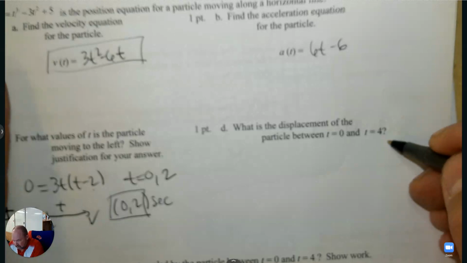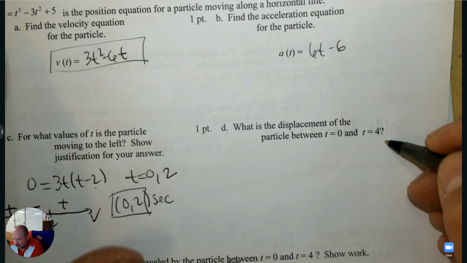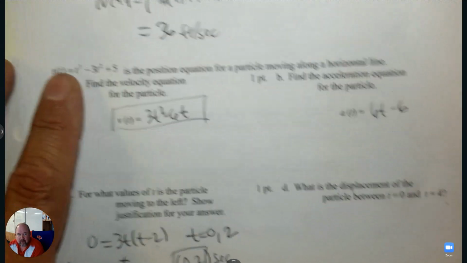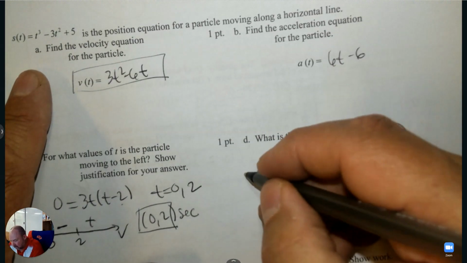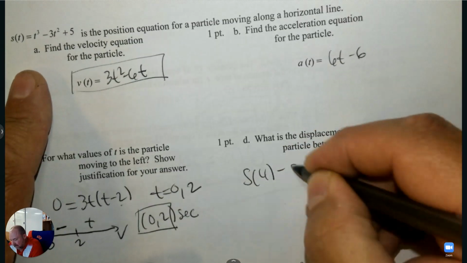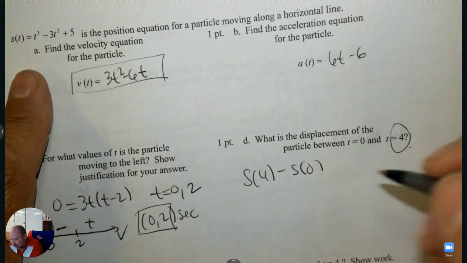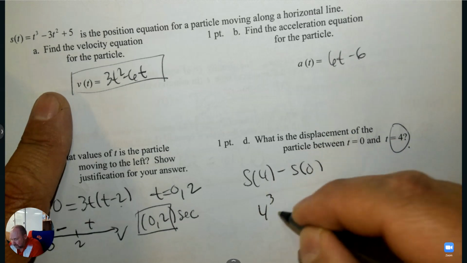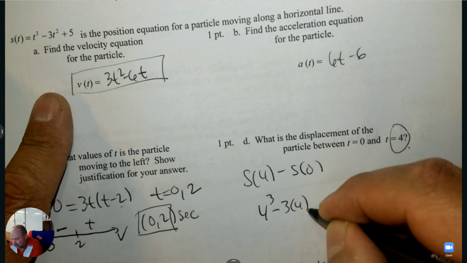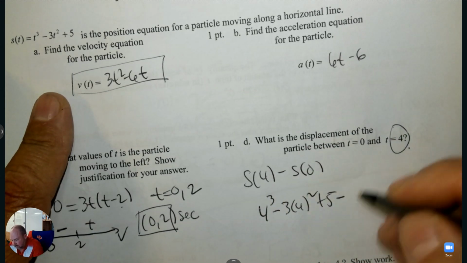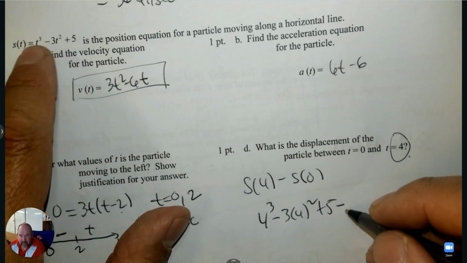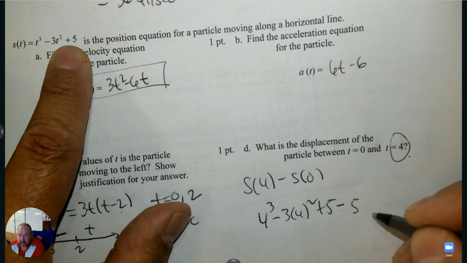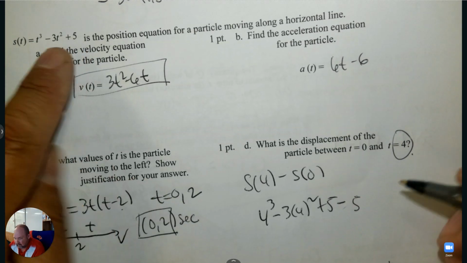Displacement from 0 to 4. So we need the position equation. So the position equation gives me displacement. So you plug in where it ended, which is at 4. Subtract where it began, which is at 0. So we don't have to simplify it. Now, if I plug in 0, the answer is 5. So that's why I have a 5 here. So you could solve it if you need to.